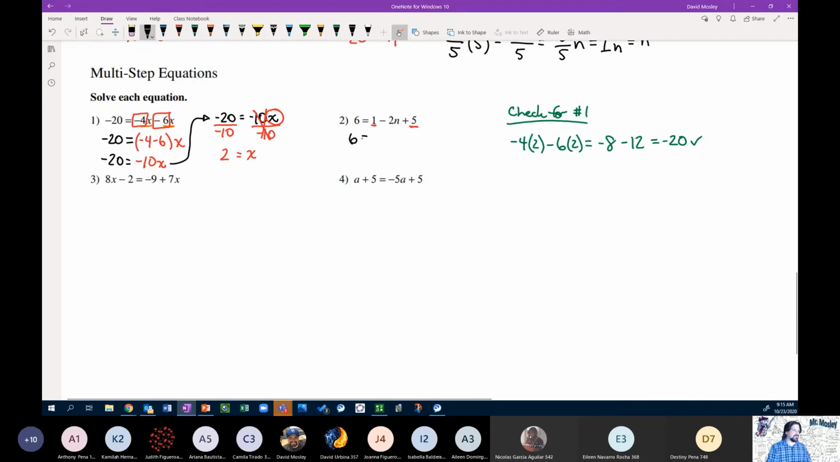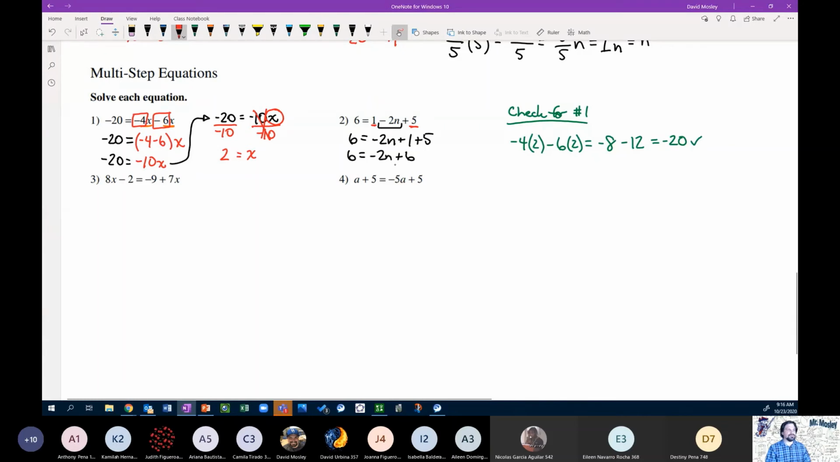Okay, so we'll have 6 equals. So I'm going to take this -2n and just drop it in down here. Nothing is happening to that yet. I'm taking care of my like terms first. And then we have, this would be a +1 and a +5, so we can say +1 +5. Six equals -2n plus 6. All right, we've combined our like terms.